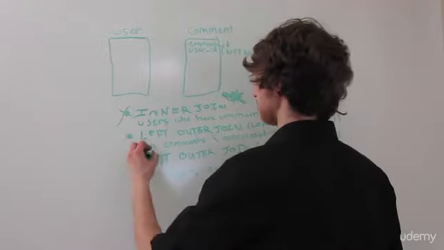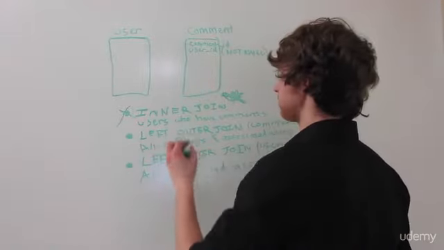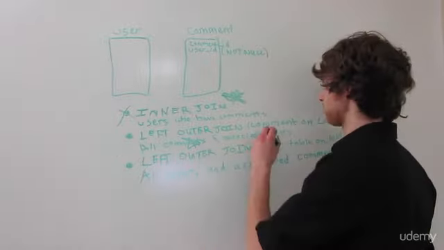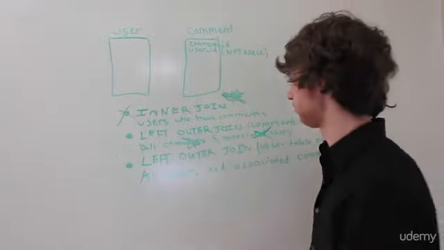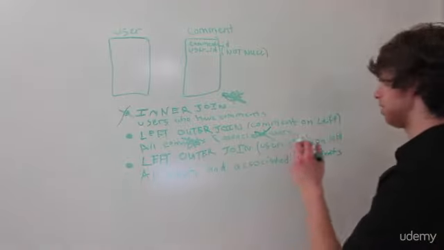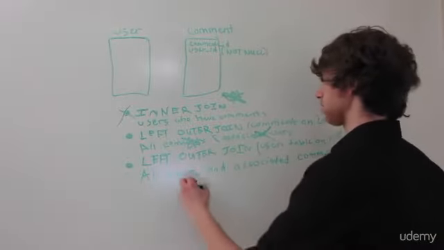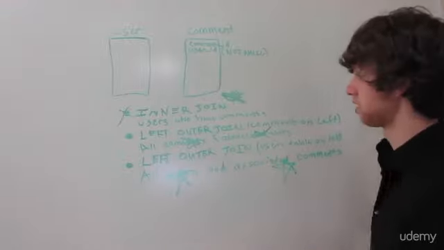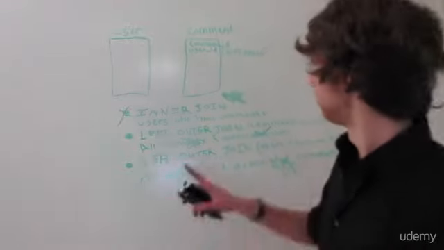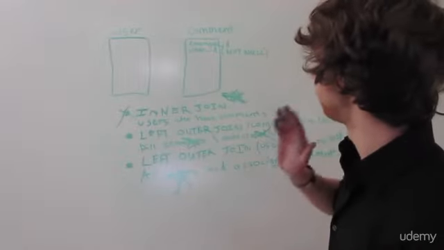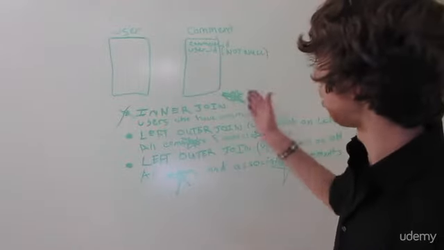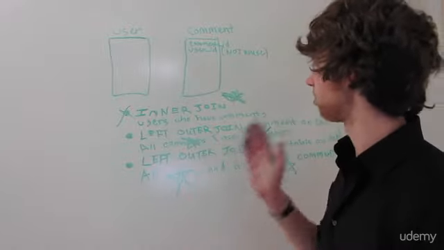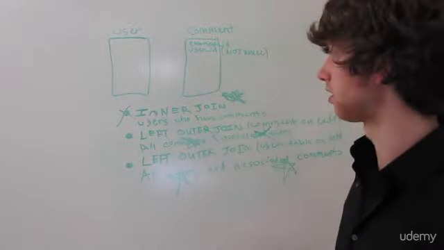Now, a left outer join with the comments on the left returns all comments and associated users. On the comment side, it's going to return them all, but the users, not all of them, just part of them. The first one is some users, all comments. The second one is some users, all comments. The third one is all users and all comments.